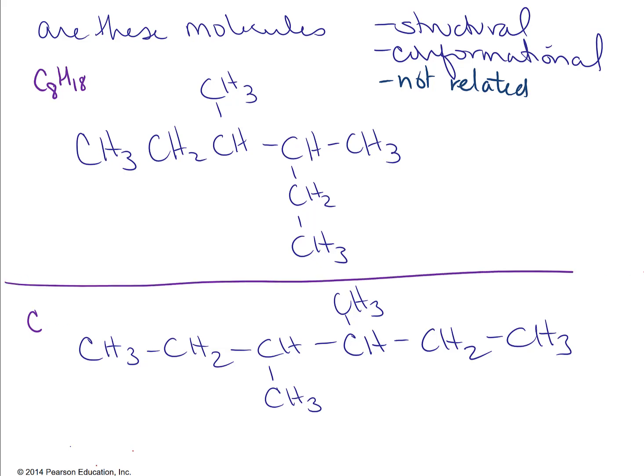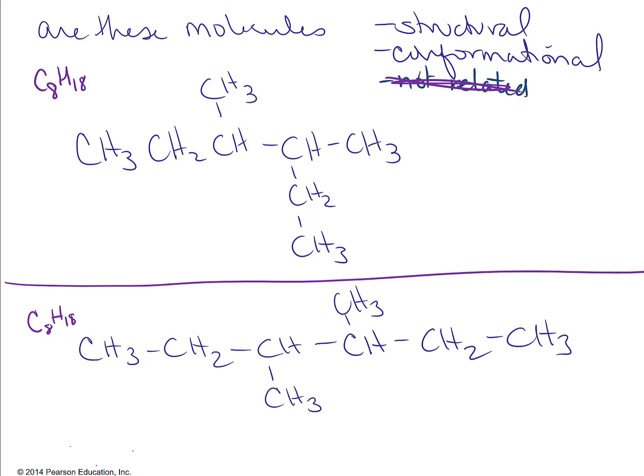So that's 1 and that's the other. Oh, 8. Okay, so C8. I was like, what? Did I do this wrong? All right, so they have the same formula, so they have to be isomers. So we know that they're going to be related. They have the same formula, so they're either structural or conformational.